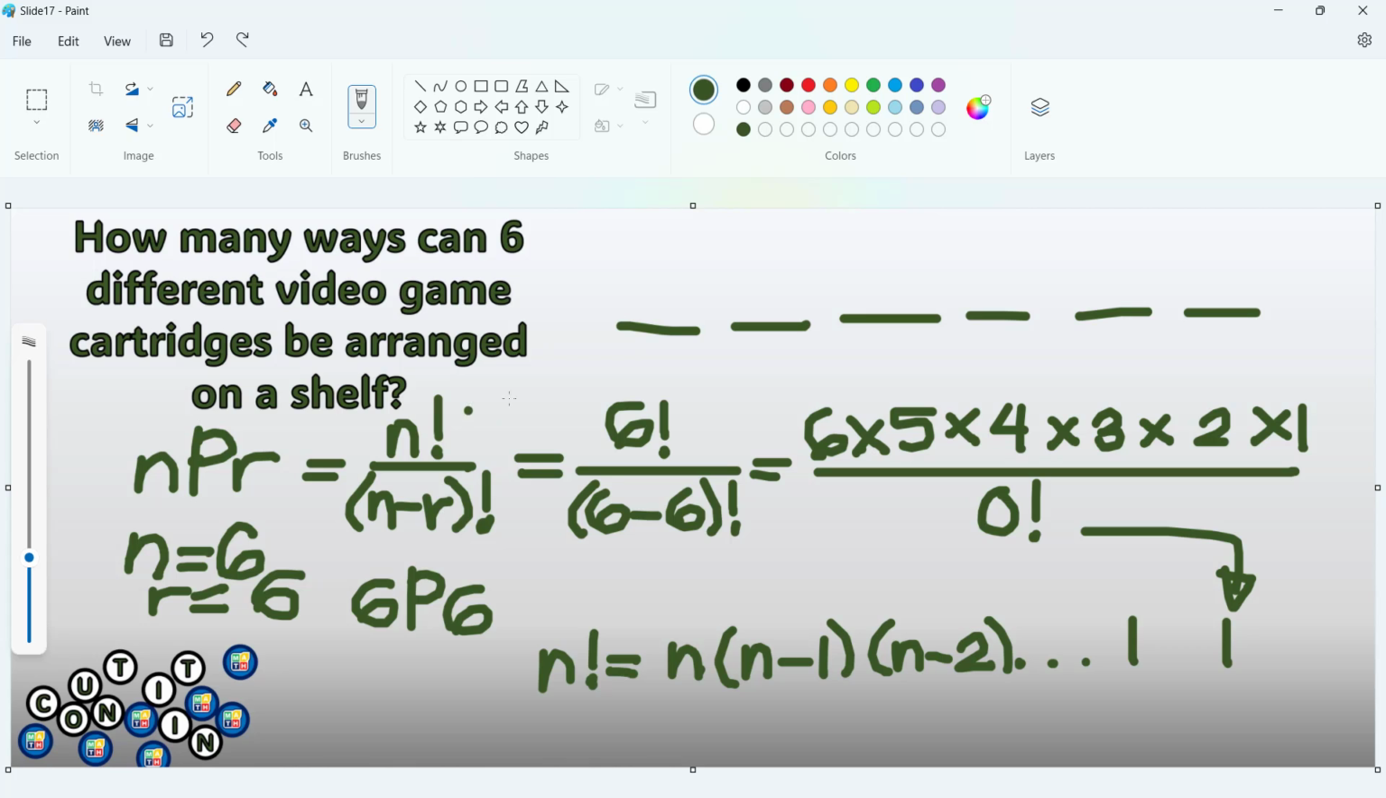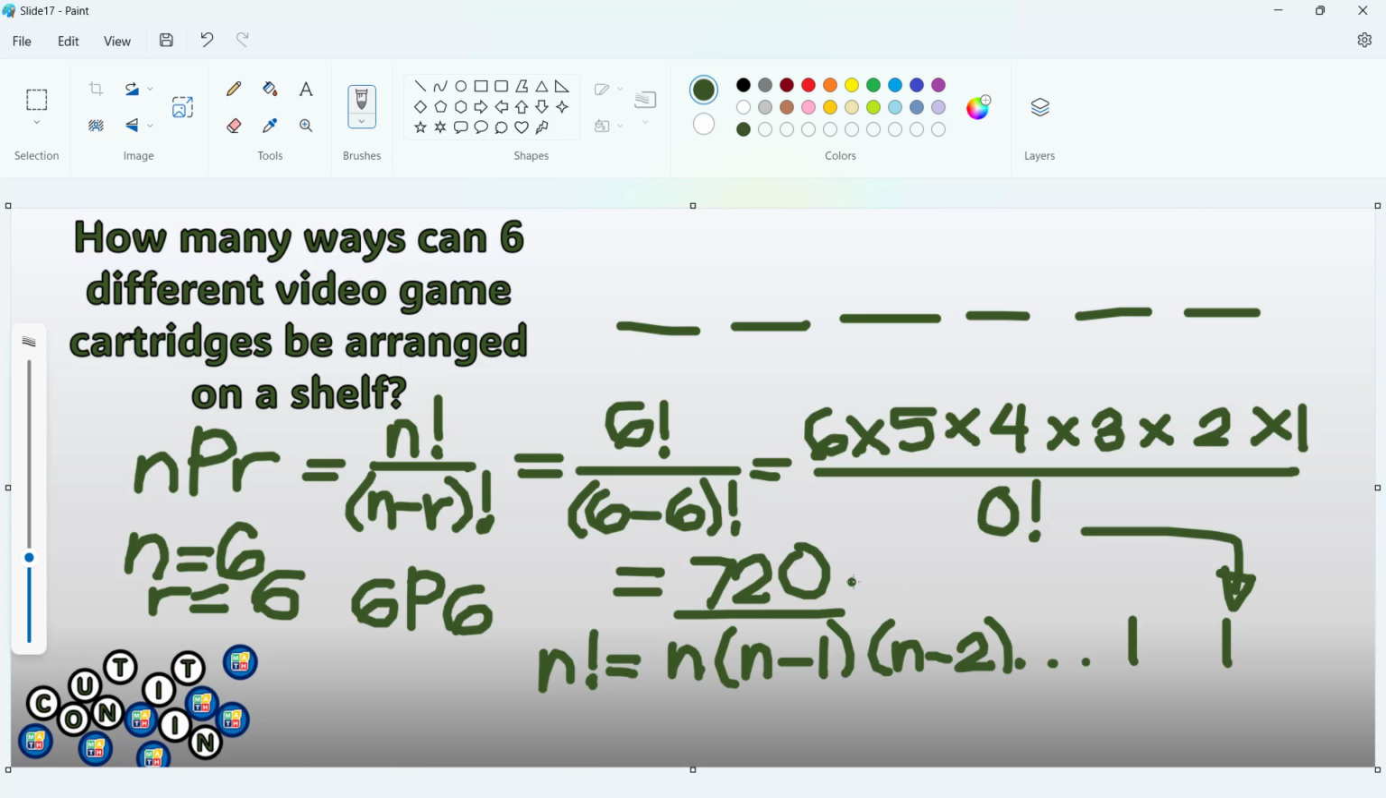That would mean the number of ways for 6 different video game cartridges to be arranged on a shelf would be the product of 6, 5, 4, 3, 2, and 1. So 6 times 5 times 4 times 3 times 2 times 1. The result here, the number of ways we can arrange the 6 different video game cartridges on a shelf would be 720 ways, or 720 arrangements. Again, in permutation, even if we are interchanging the cartridges, they are counted differently.